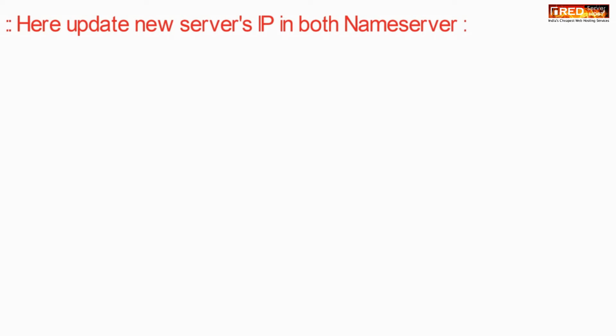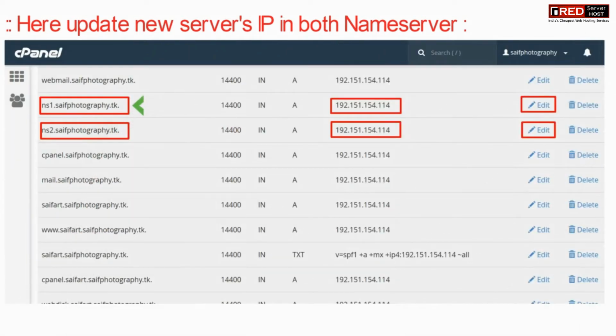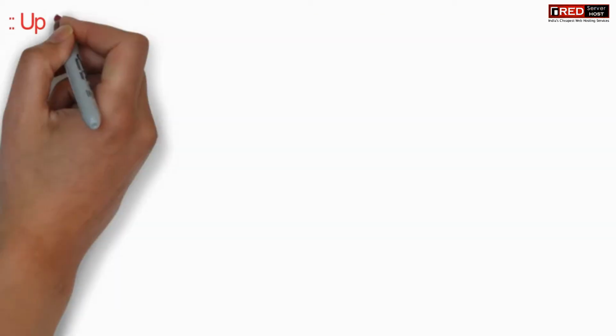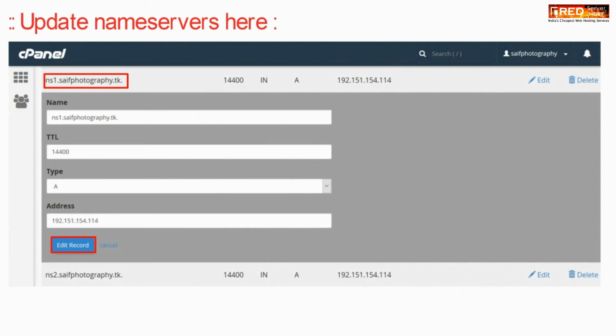Here, you need to update the new server IP. So, for that, click on Edit in front of them and then update the new IP here. Once you have updated the new IP address, click on Edit Record.